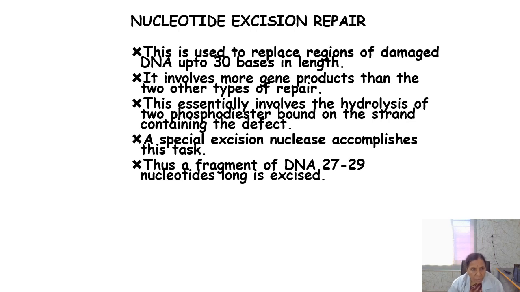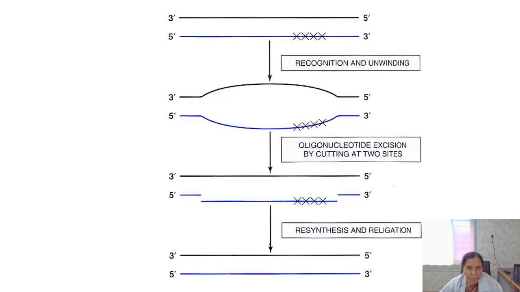Nucleotide excision repair is used to replace regions of damaged DNA up to 30 bases in length. It involves more gene products than the two other types of repair. This essentially involves the hydrolysis of two phosphodiester bonds in the strand containing the defect. A special excision nuclease accomplishes this task. Thus, a fragment of DNA 27 to 29 nucleotides long is excised.